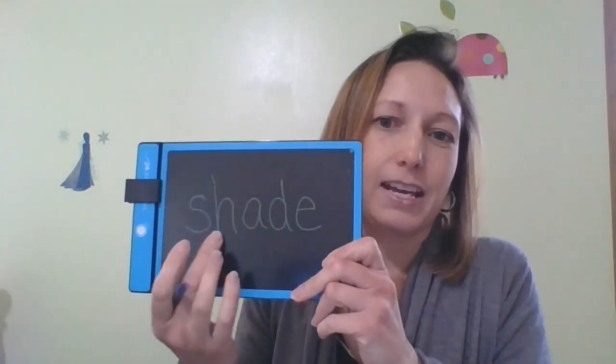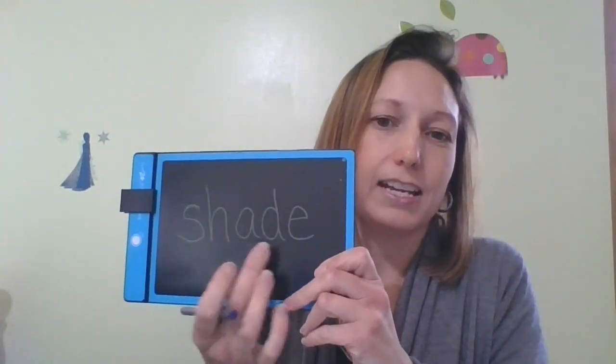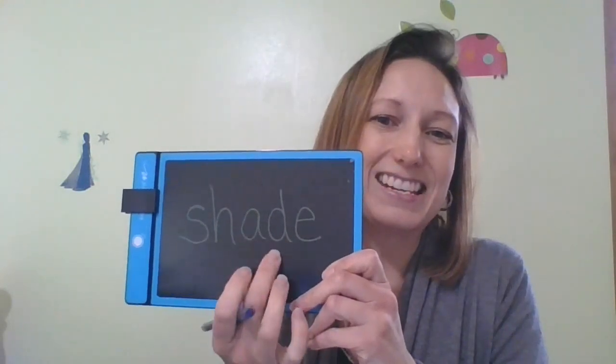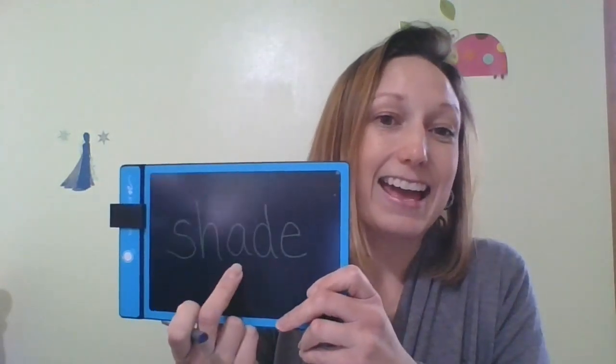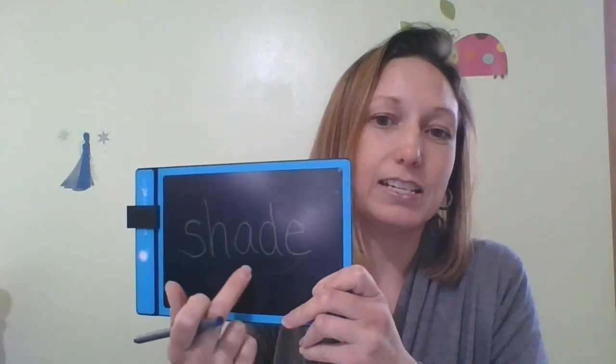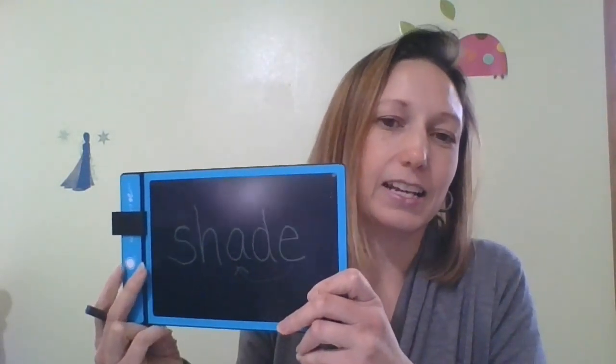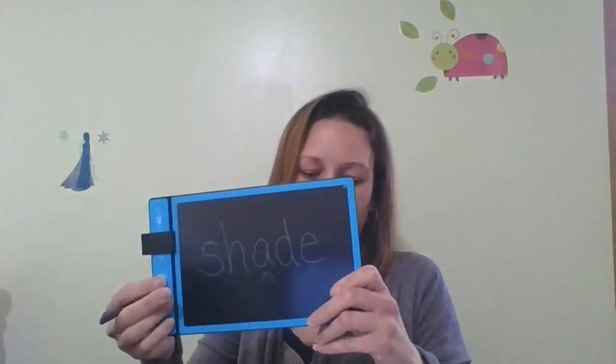Number 5, shade. Shade. Think about your digraph you hear. What sound is your vowel making? So how did you spell shade? S-H-A-D-E. Shade. My A is saying A. It's saying its name, so I need that E there to help the A say its name. My E is silent.